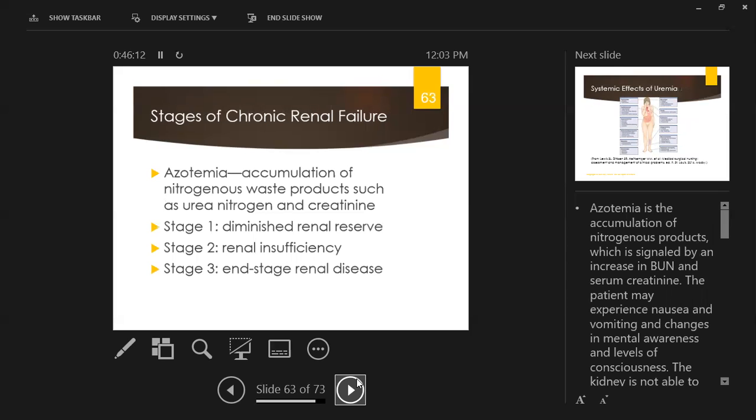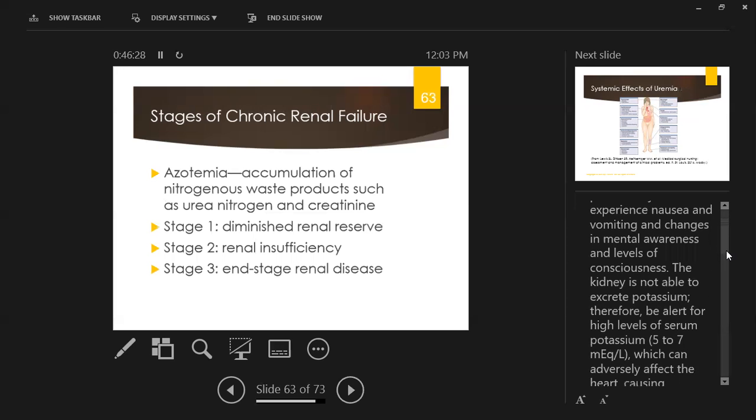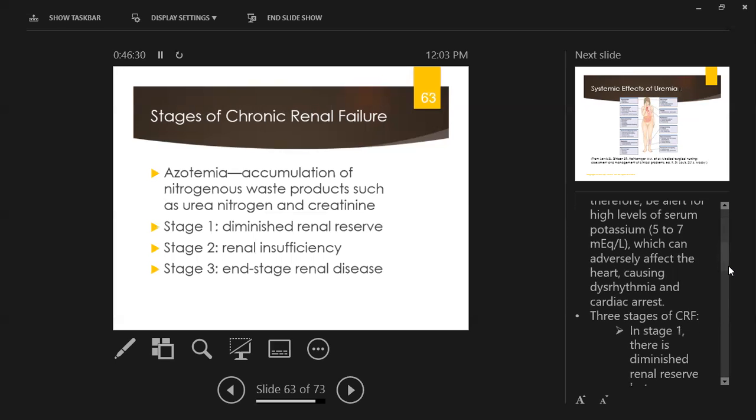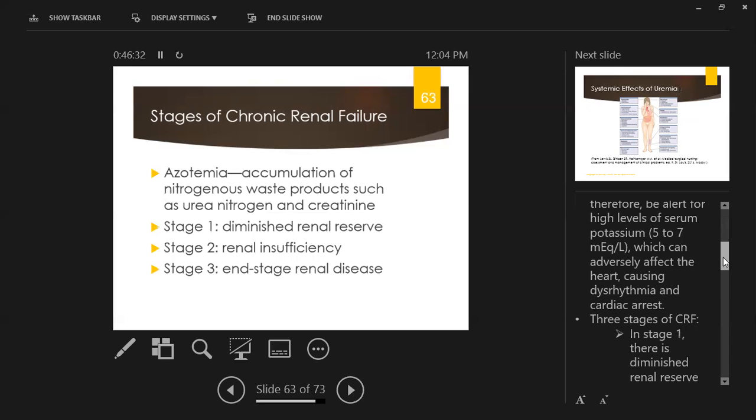So there are many stages of chronic renal failure. Know that azotemia is the accumulation of nitrogenous products signaled by an increase in BUN and creat. The patient will be nauseous and vomiting and may have changes in mental awareness and level of consciousness. The kidney's not able to do its job of filtering out those metabolic wastes and also excreting potassium. Therefore, we may have high levels of serum potassium, up to 5 to 7 milliequivalents per liter, which can adversely affect the heart. We know that increased levels of potassium can cause dysrhythmia and cardiac arrest. So that would be very, very dangerous for the patient.